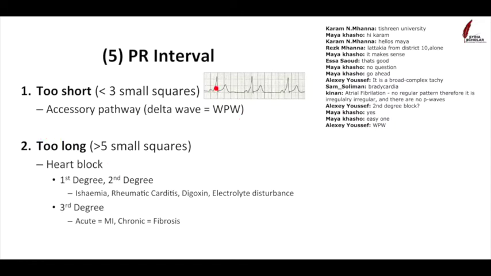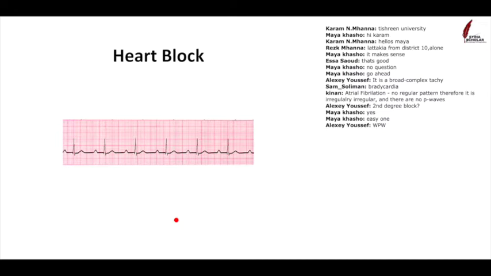Alternatively, the gap between the P wave and the QRS can be too long, and that's much, much more common. In that case, there'll be more than 5 small squares between the P wave and the QRS. That means the electricity is taking a long time to get from the atria to the ventricles. As we said, you have those conduction fibers that take electricity from the atria to the ventricles, and what that means is they're conducting too slowly.